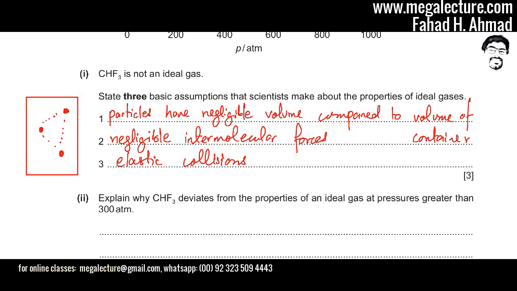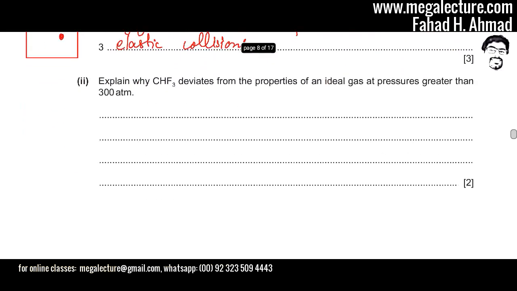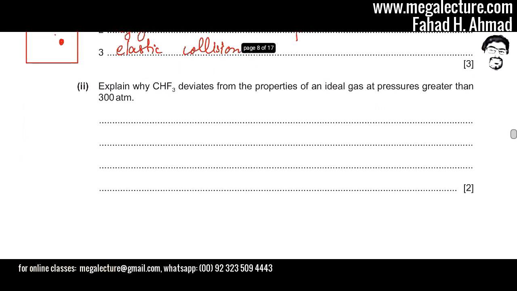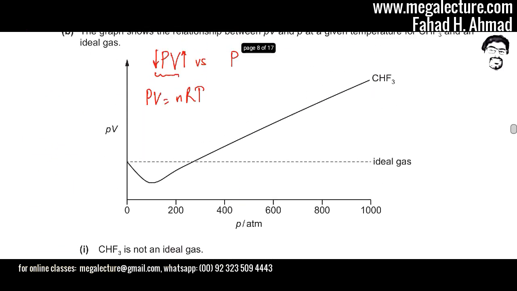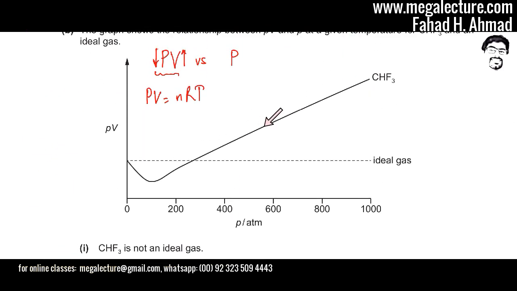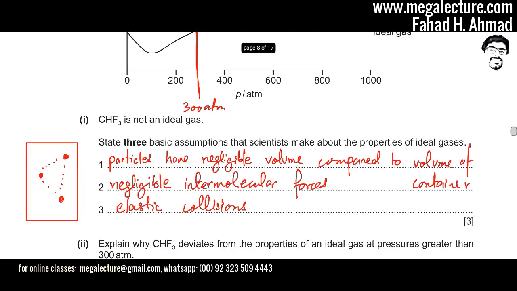So most of the collisions between gas particles are going to be elastic, or approximately elastic. Now, moving to the next part of the question, you're now being asked to explain why CHF3 deviates from the property of an ideal gas at pressures greater than 300 atmospheres. After this point at 300 atmospheres, the real gas starts to deviate a lot from the ideal gas. So why is that happening?